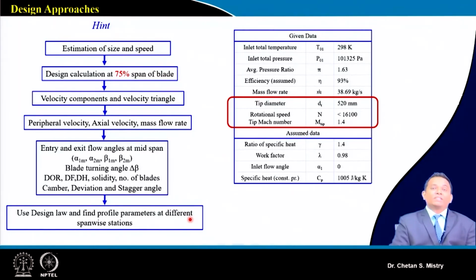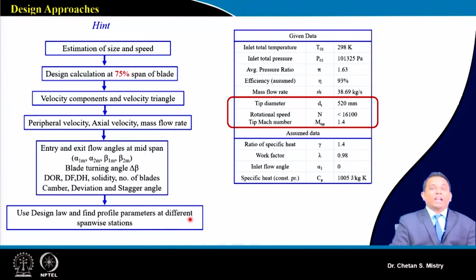Now at 75% of span, we can say that's the mid section. At that mid section, we are looking for different velocity components to be known. All those velocity components will help us in calculating different flow angles. Then we will be calculating parameters like diffusion factor, degree of reaction, de Haller's factor, all those parameters that we need to decide with.